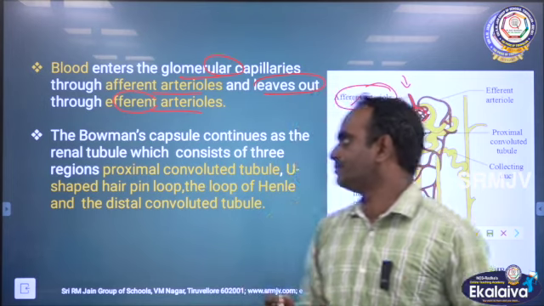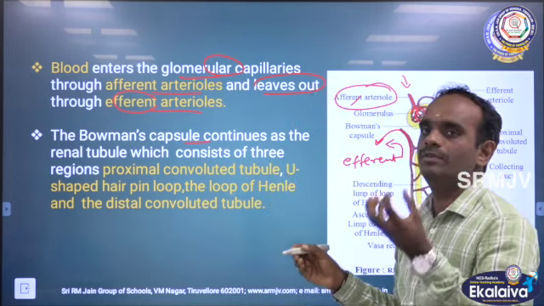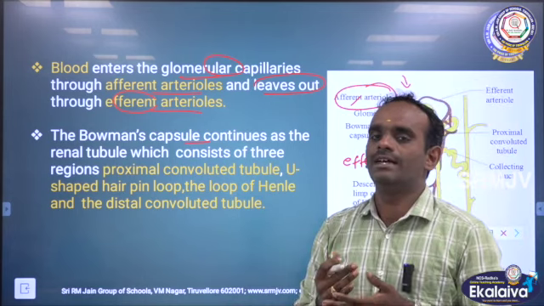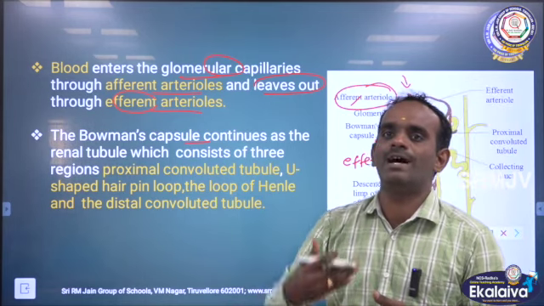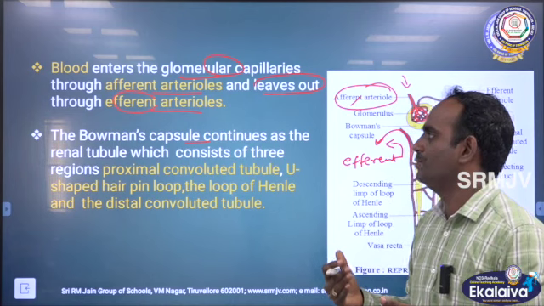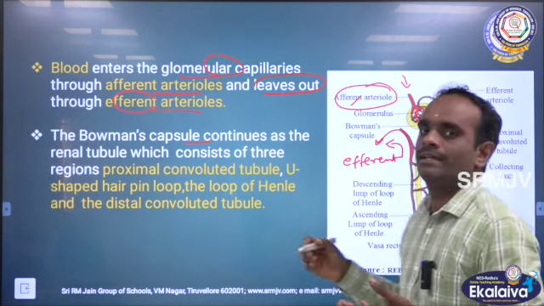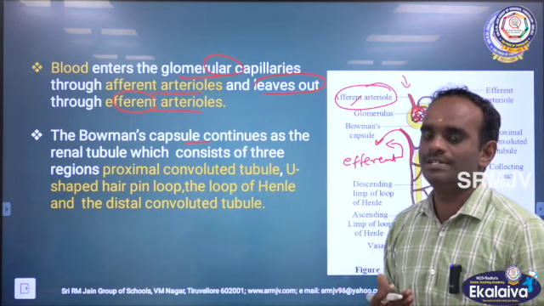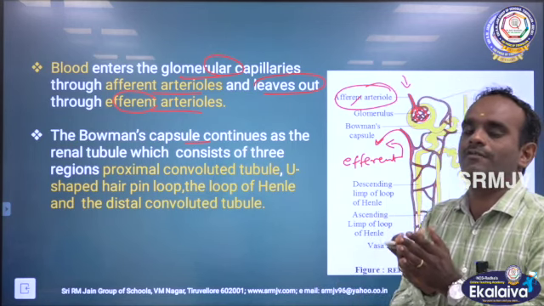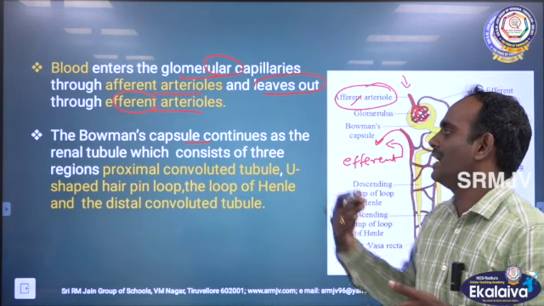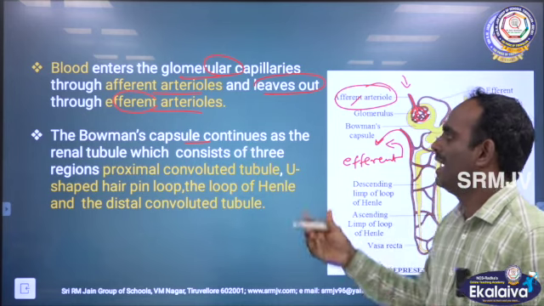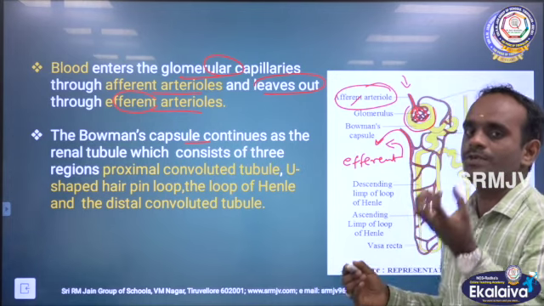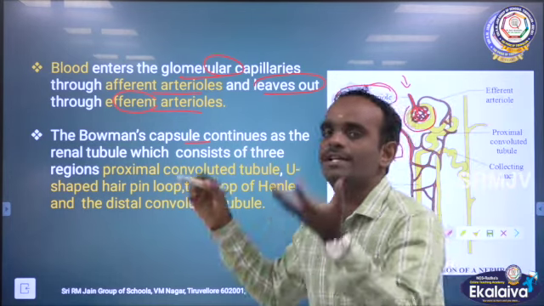Clear, children? The Bowman's capsule continues as the renal tubule. As I said earlier, nephron has two major parts. One is said to be renal capsule and another one said to be renal tubule. So, one part of the nephron is renal capsule and another one is renal tubule. After the end of this Bowman's capsule, there will be a continuation, children, that is called renal tubule.